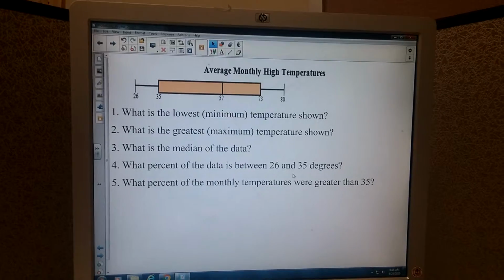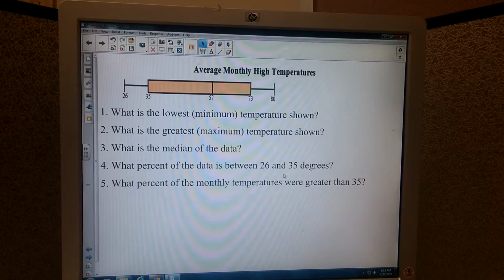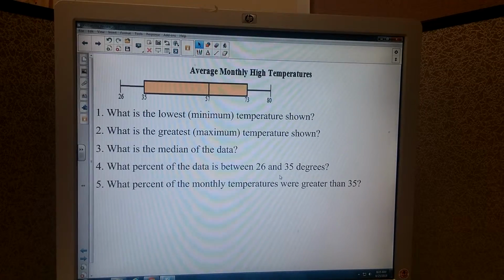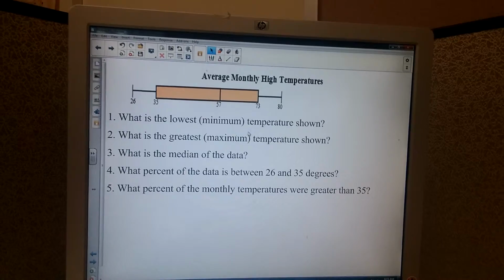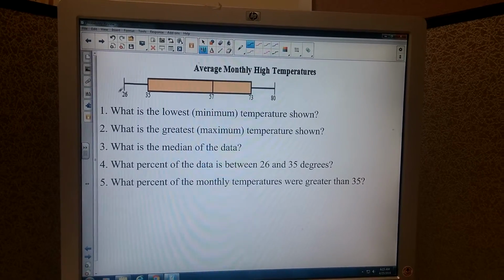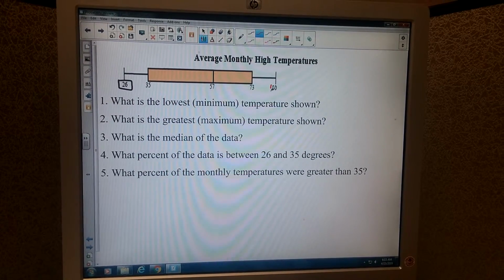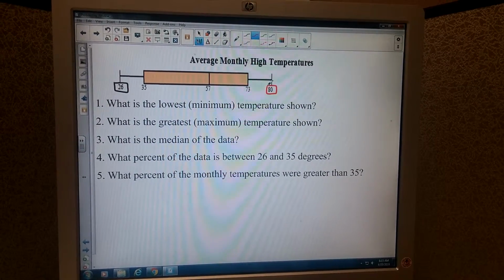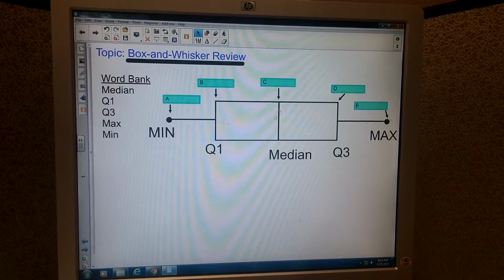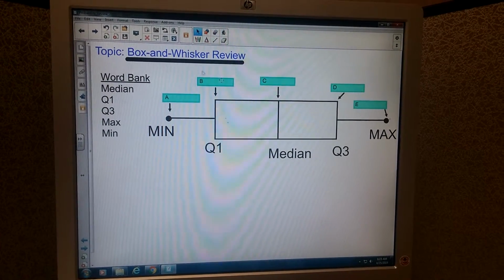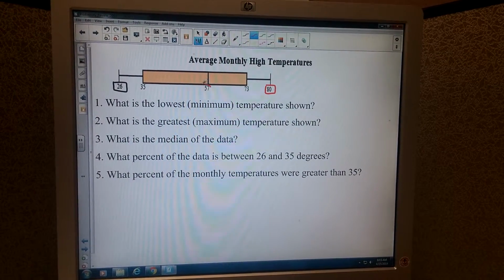Okay, pause the tape, answer these questions on your sheet. Okay, what is the lowest or minimum temperature shown? That is 26. 26 degrees is the lowest, and the highest temperature is 80 degrees. The median of the data, if you go back to the notes, the median is the line that comes down the box, and the median temperature in this specific graph is 57 degrees.